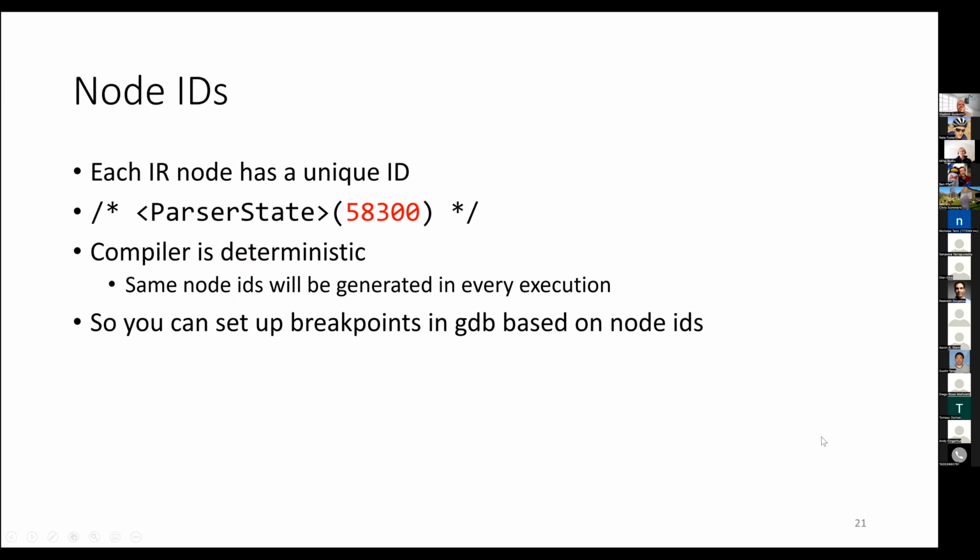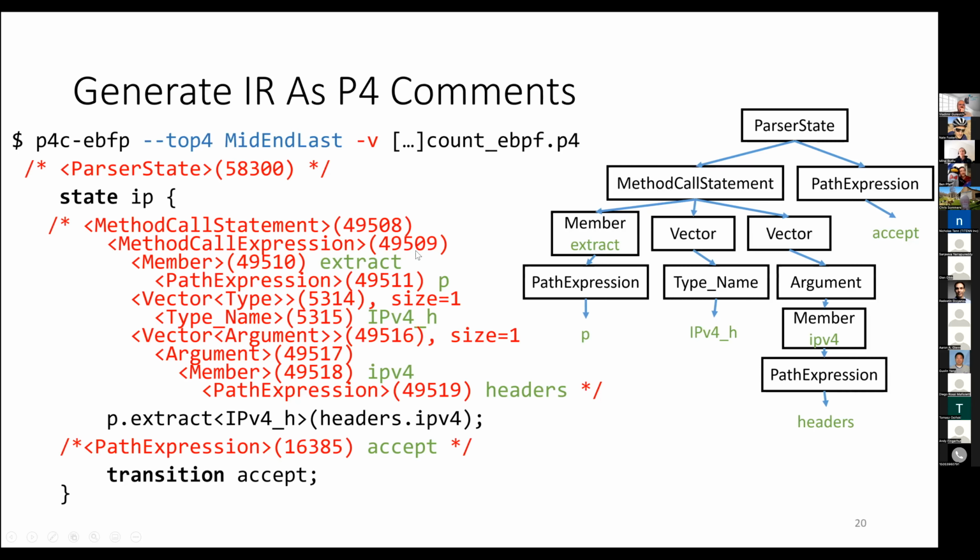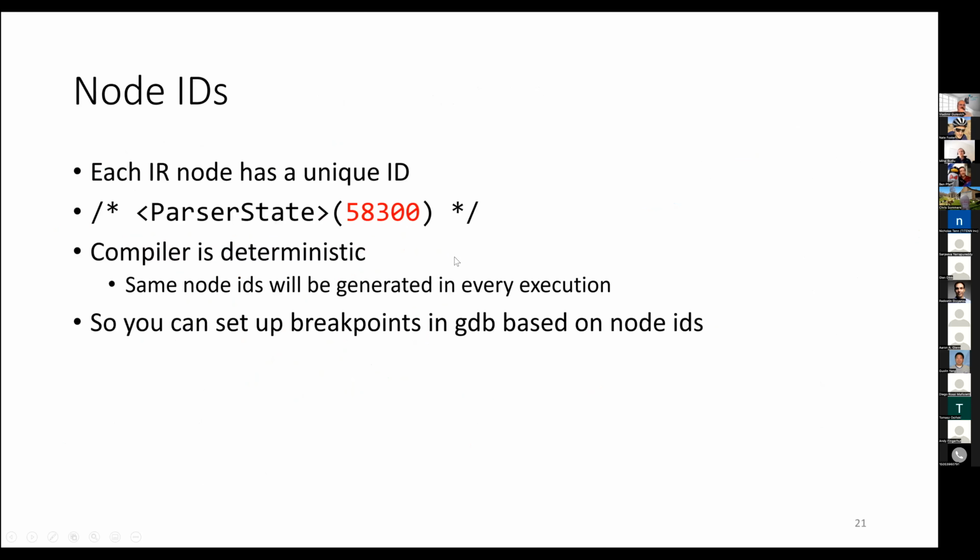And notice that in this representation, there are numbers after nodes. These numbers actually are unique IDs. Each node in your IR tree will have a unique ID, which will never be reused during the compilation. And when you create a new node, it will get a new ID. And the compiler, we carefully built it to be deterministic. So if you run your compilation with the same flags multiple times, it will run through the exact same code path.